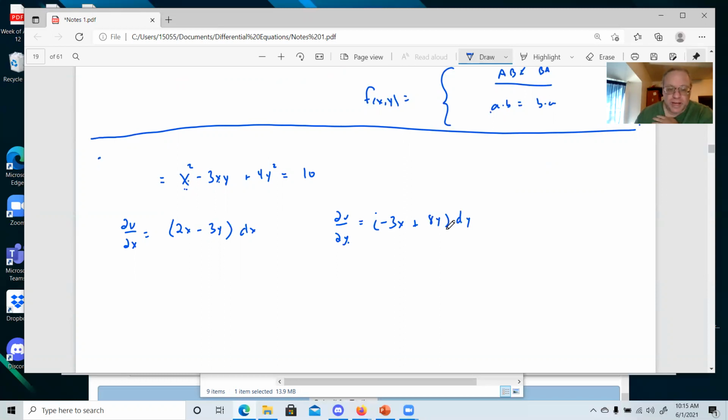So here's what's going to be given to you, like here's the first line of your problem. They're going to say (2x minus 3y) dx plus (negative 3x plus 8y) dy is equal to 0. And they're going to say solve the differential equation.